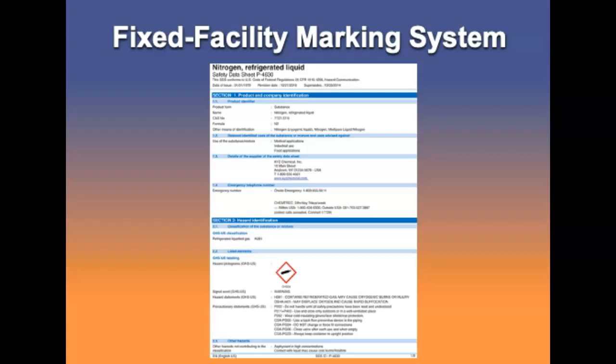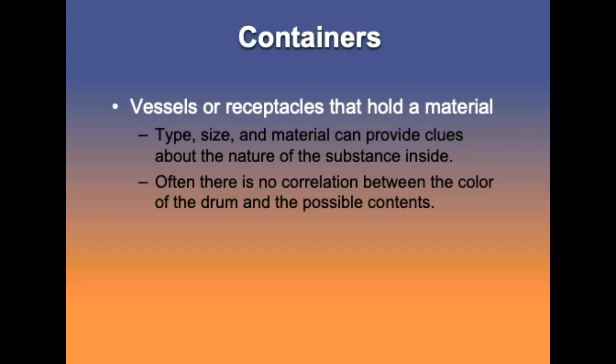Okay, let's talk about containers next. That's any vessel or receptacle that holds a material. Often there's no correlation between the color of the drum and the possible contents. Examples of how hazardous materials are packed, stored, or shipped are: it could be in a bag or a drum, high pressure gas cylinder, or a railroad tank car, maybe a plastic bucket or cargo tank or pipeline. So it's divided into two categories based on the capacity. You have either a bulk storage vessel or a non-bulk storage vessel.